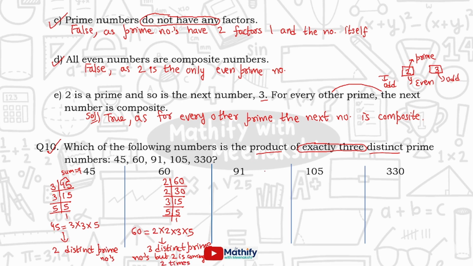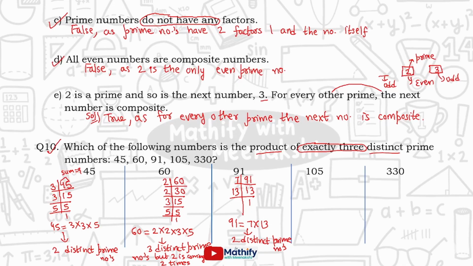Now let's move to 91. Just see here that 91 is divisible by 7, as 7 ones are 7, and then 13, and then 13 ones are 13. So here 91 is 7 into 13, that means here we have two distinct prime numbers.